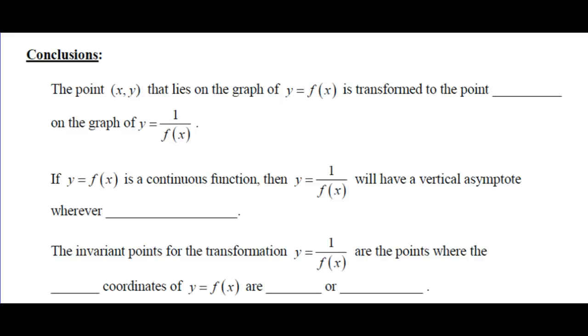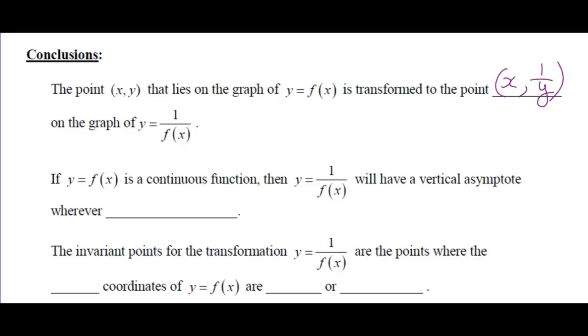So the point x, y that lies on the graph y equals f of x is transformed to the point... So what's the new point? Does the x value change? No. What happens to the y value? It becomes the reciprocal. What's the reciprocal of y? 1 over y. So the point x, y becomes transformed to the point x comma 1 over y, right?